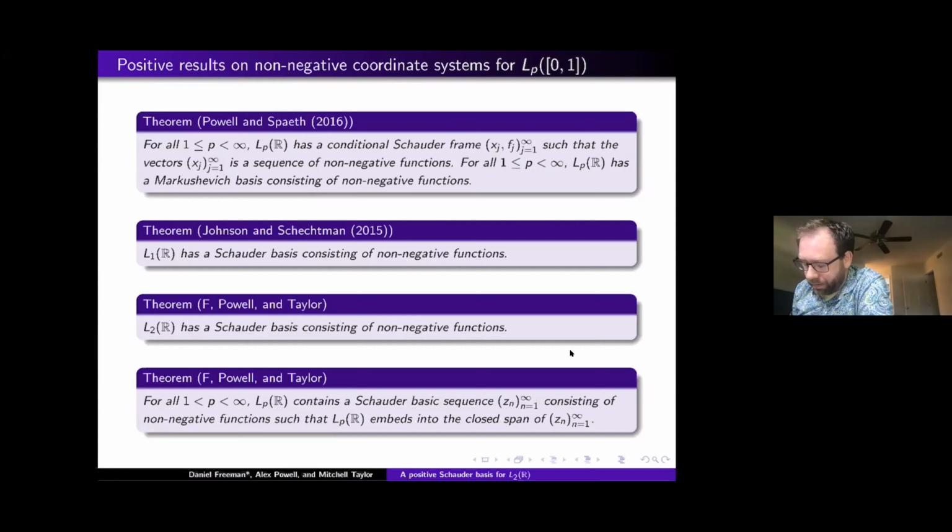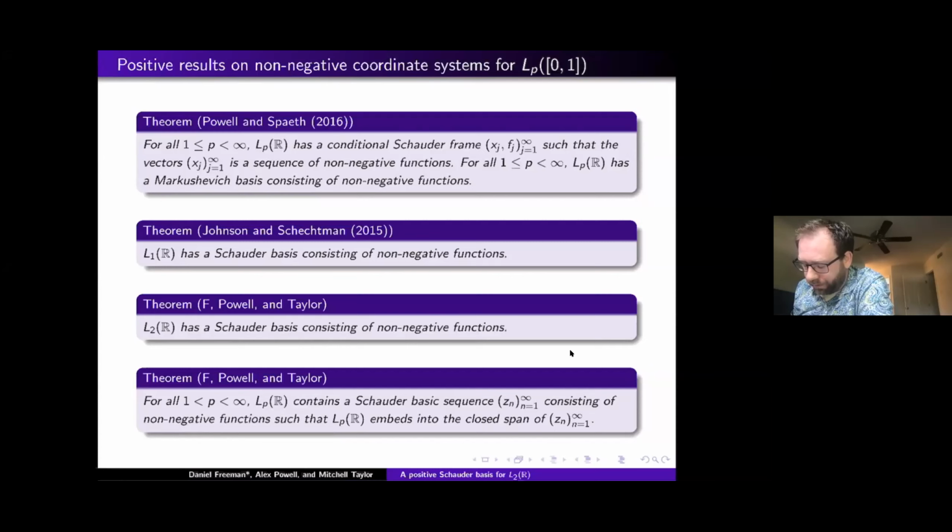And Johnson and Schechtman proved that, furthermore, for the case p equals 1, L1 has a Schauder basis of non-negative functions. So these were the known results. And something that's kind of funny is the Powell and Spaeth paper was written first, but for some publishing funny thing, the years are different. Okay, so these were the known results.